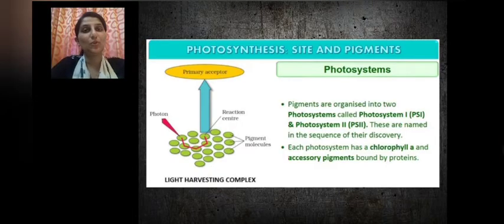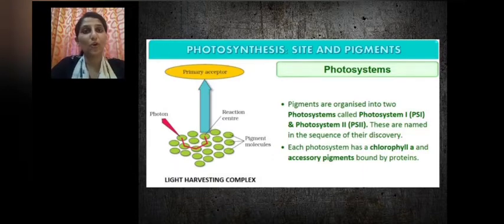Dear children, in this module we are going to learn about photosystem and light reaction. So pigments, we learned about the chief pigment, that is chlorophyll A, and accessory pigments, that is chlorophyll B, xanthophyll and carotene. These pigments are organized into two photosystems, namely photosystem 1 and photosystem 2. Why are they called photosystem 1 and 2? It is based on the order of discovery.